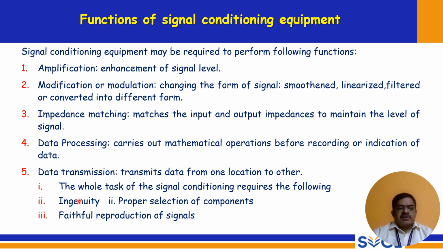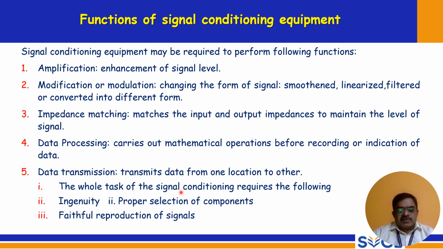So, functions of signal conditioning equipment. Signal conditioning equipment may be required to perform the following functions: amplification, enhancement of the signal level; modification or modulation, changing the form of the signal, smoothed, linearized, filtered, or converted into a different form; impedance matching, matching the input and output impedances to maintain the level of the signal; data processing, which carries out mathematical operations before recording or indication of data; and data transmission, which transmits data from one location to another.